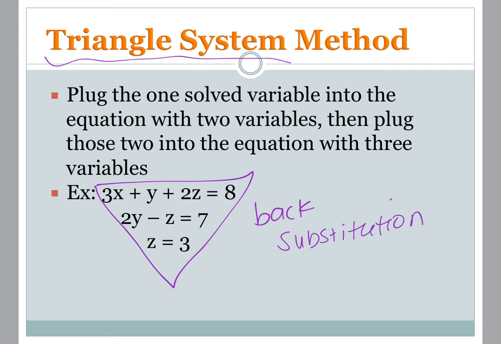Which means I find the one that's already got an answer, and I plug it into the one that has 2 variables. And then I would find the second variable. And then I would take the 2 that I find and plug them into the top one to find the remaining one. So we're literally just working our way backwards up the ladder. So in a triangle system, there will always be 1 with 1 variable, 1 with 2, and 1 with 3. You just take them and plug them back.